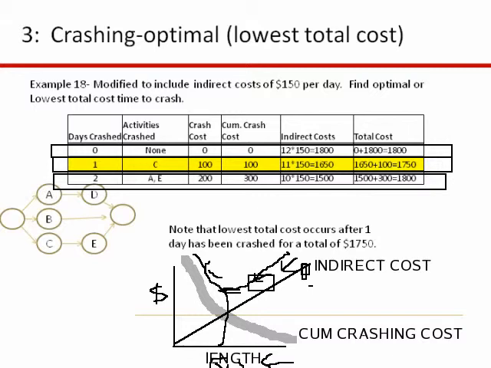So now you see we're at $1,750. We've passed the minimum, and now we're starting to go back up again. So the optimal amount of time to crash is $1,750 with 1 day crash. That's where we had our minimum total cost. And so the answer to this question is the optimal crashing plan is to crash 1 day. We're going to crash activity C for a total cost of $1,750.